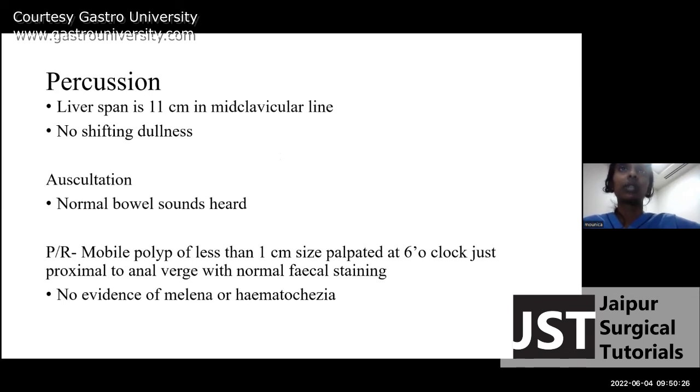On percussion, liver span is 11 centimeters in the mid-clavicular line. There is no shifting dullness. On auscultation, normal bowel sounds are heard. Per rectal examination, a mobile polyp of less than 1 centimeter size is palpated at 6 o'clock, just proximal to the anal verge, with normal fecal staining. No evidence of melena or hematochezia.